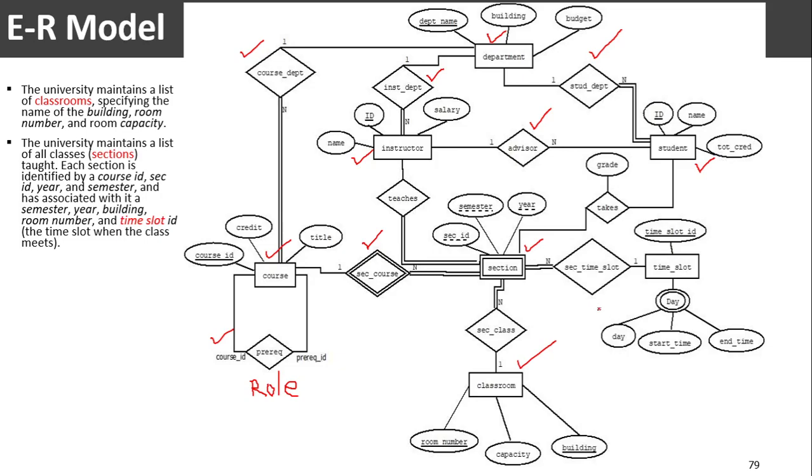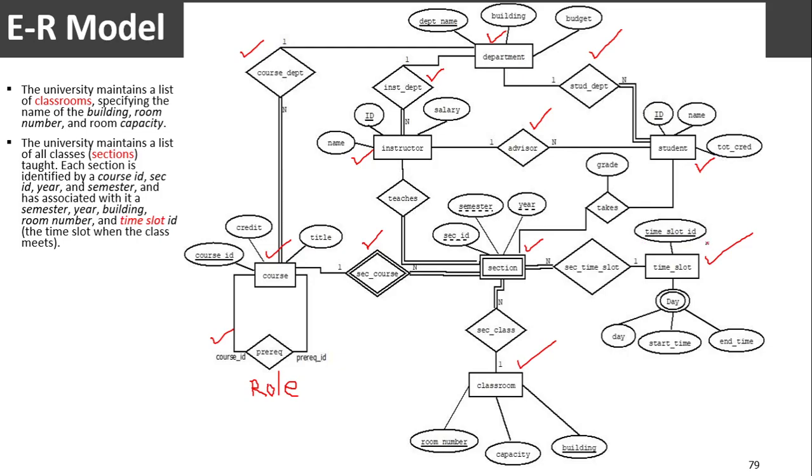Now it has also been mentioned that the section has associated with it semester, year, building, room number and a time slot ID. So how to represent this information? So time slot can be made as one entity set. So time slot, with this time slot ID, is the unique identifier of the time slot. So we may have this time slot ID as the primary key for the time slot.